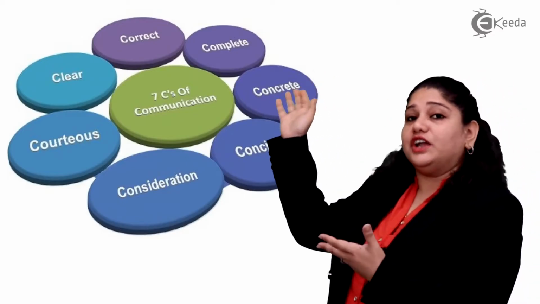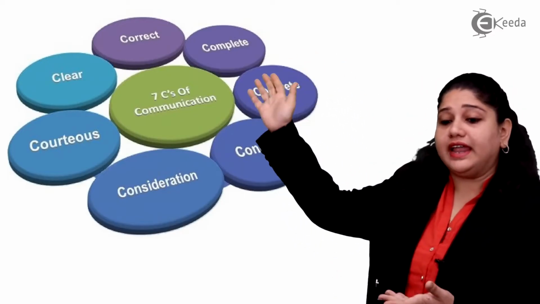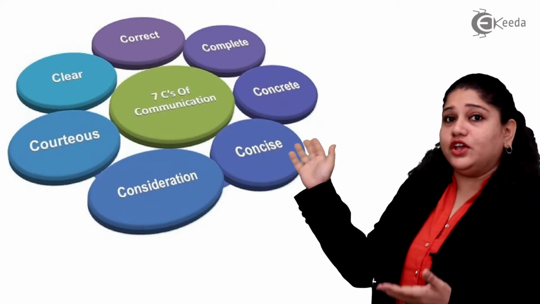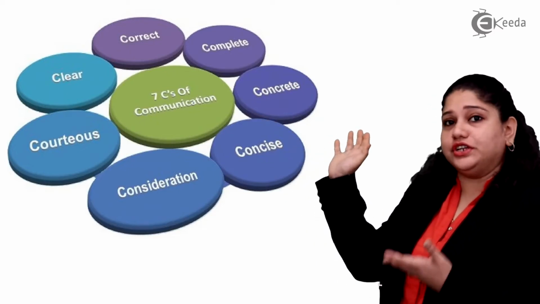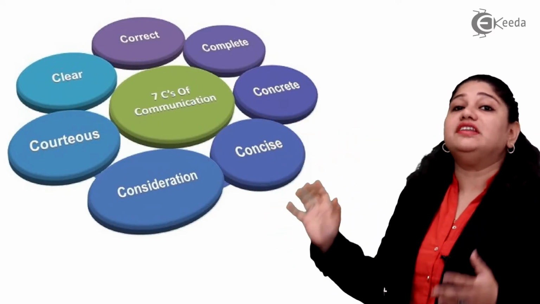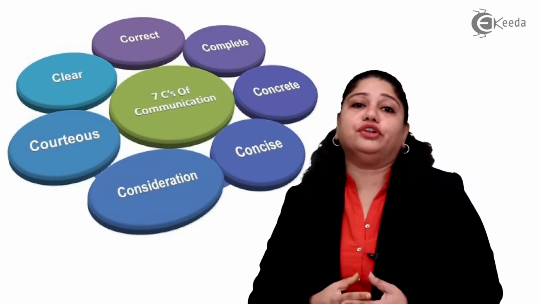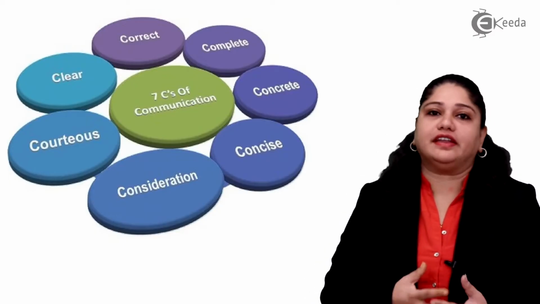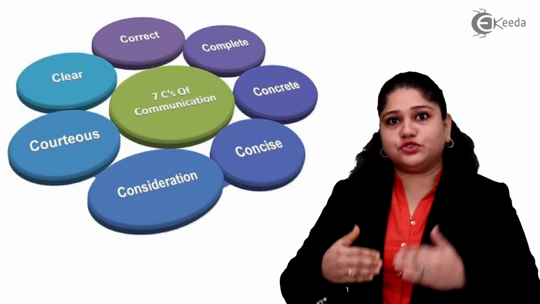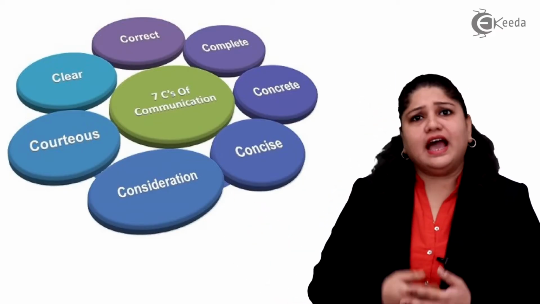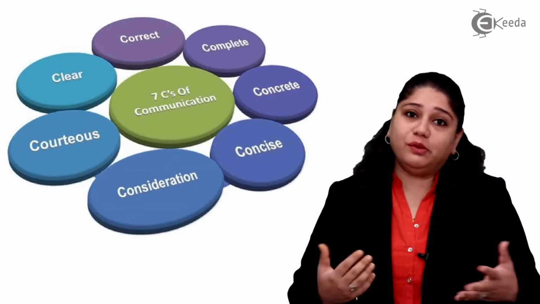So first, let's start with clear. So clear, correct, complete, concrete, conscience, consideration, courteous are the 7 different principles most importantly used for communicating effectively. Let's go through the first one step by step and let's see how better we can all be in terms of communication skills.